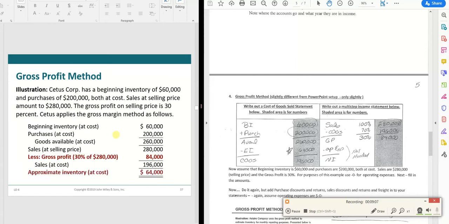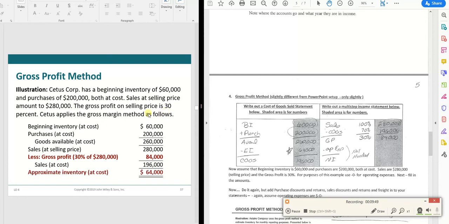So the gross profit method is oftentimes used when inventory burns up and I don't have my inventory on hand. Insurance companies will use this, all right? So I do, however, have my records. And the reason I have my records, even though my inventory is burned up, is because we have proper risk management procedures where we have our records stored in an off-premises location, and we also have backups of them. So my records show beginning inventory of $600,000 and I purchased $200,000. Sales at selling price are $280,000 and the gross profit is 30%.